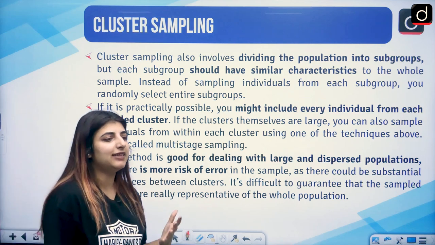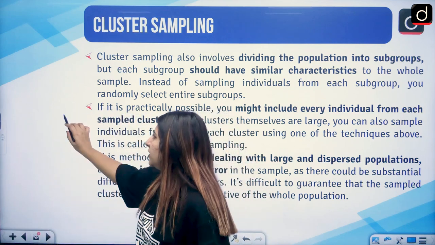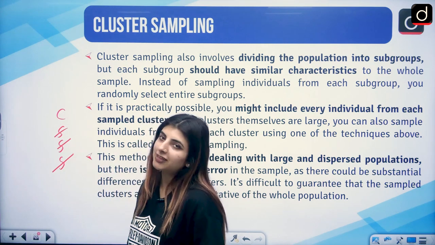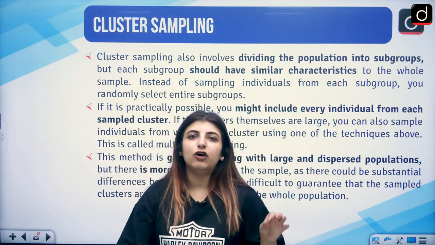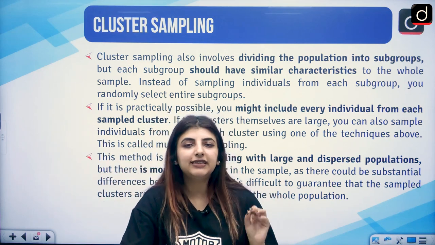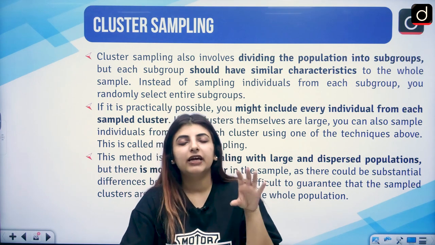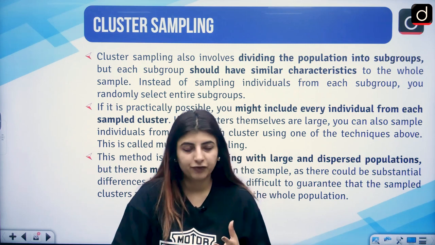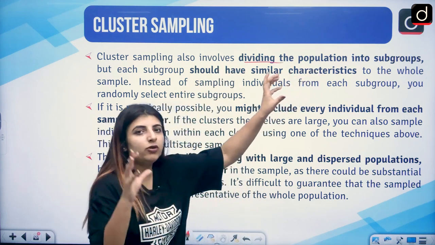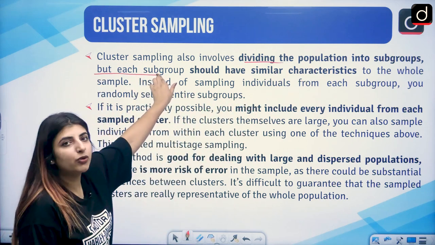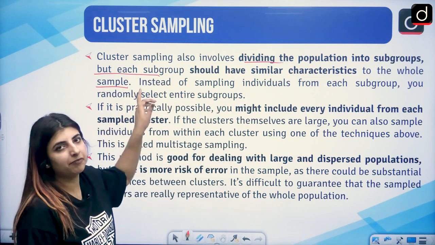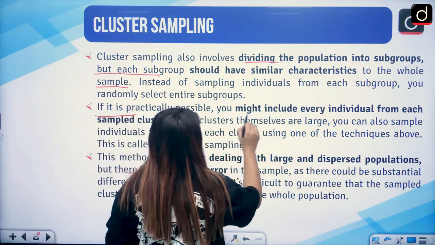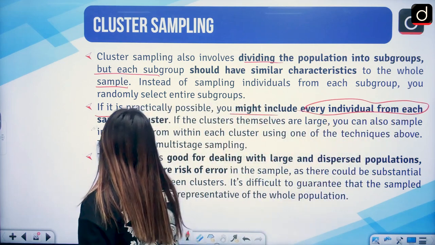Then comes cluster sampling. Now I was telling you about the CSSS. We have done SSS. Leftover is C. So, C stands for cluster sampling. In cluster sampling, what do we really mean by clusters? Clusters are small groups, right, which are geographically based. So, dividing the population into subgroups, but each group should have similar characteristics to the whole sample. That is a subgroup, right? If it is practically possible, you might include every individual from each sampled cluster.